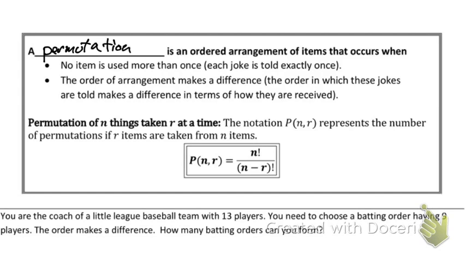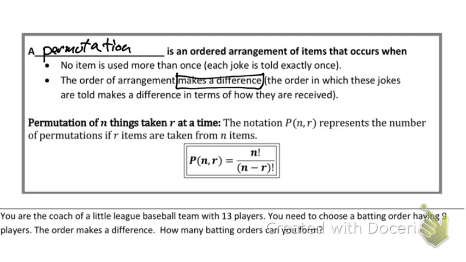A permutation is an ordered arrangement of items that occurs when no item is used more than once. Each joke can only be used once. And here's the most important part of a permutation: the order of the arrangement makes a difference. Order matters. You're going to hear me say that a lot. Order matters with a permutation. Tomorrow we're going to talk about combinations, where order doesn't matter, but for permutations, order matters. What joke I tell first matters. It changes the whole speech if I tell a joke out of order.